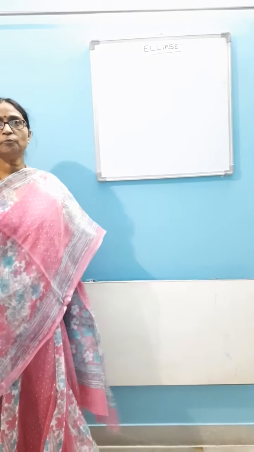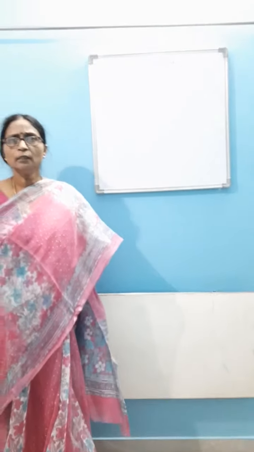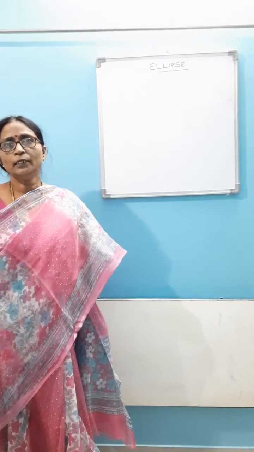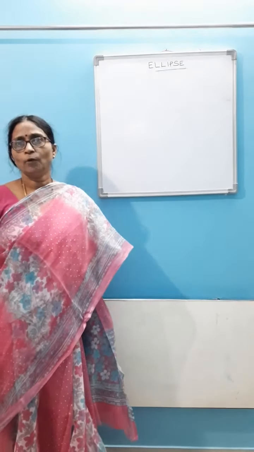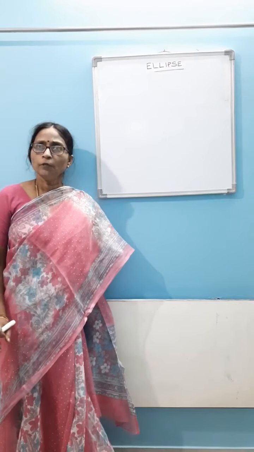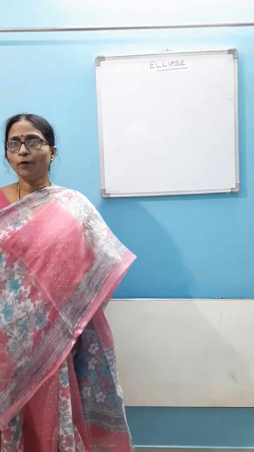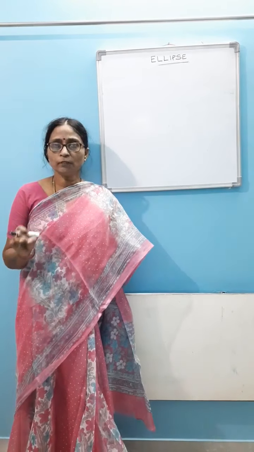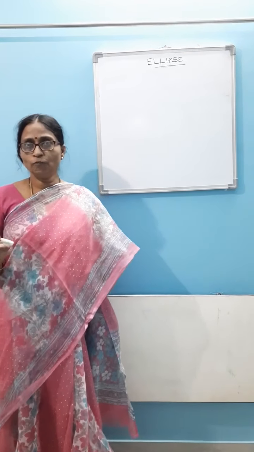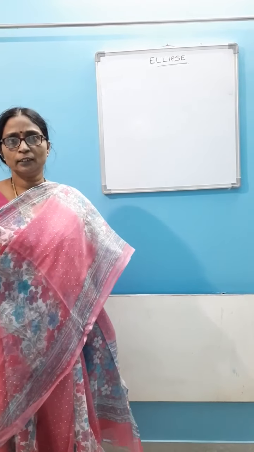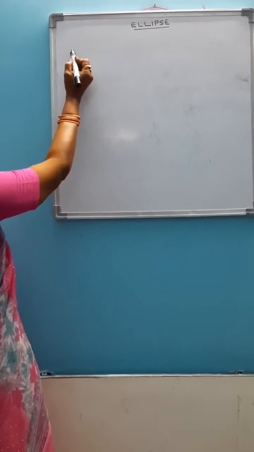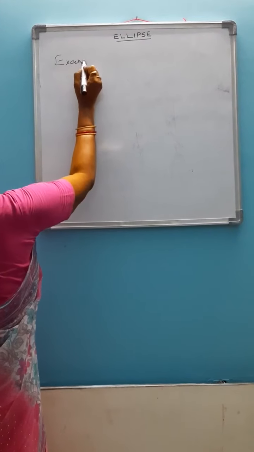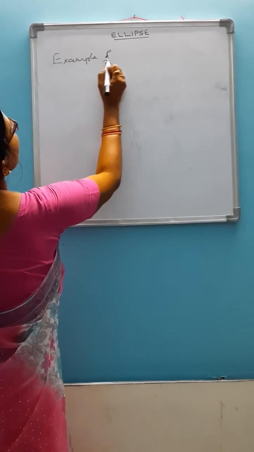In the previous chapter, we have studied the parabola and its properties and some related problems. Now, we shall discuss some important points from the previous lesson: examples of conic sections and the definition of a conic. Let us recollect these two points. Examples of conic sections.